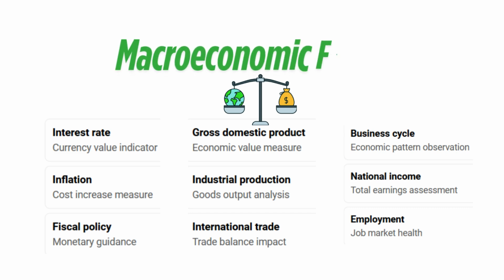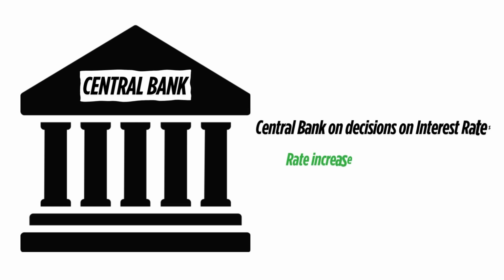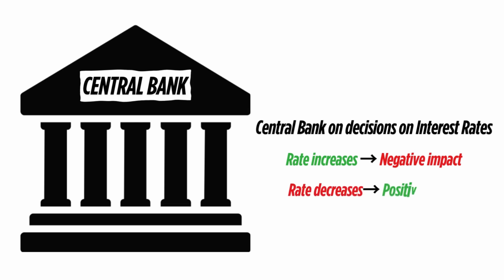Among the triggers are also macroeconomic factors, which often act as catalysts for sharp movements. For example, central bank decisions on interest rates. If the rate increases, this can negatively affect the market, as loans become more expensive and the economy slows down. If the rate decreases, conversely, the market receives support.